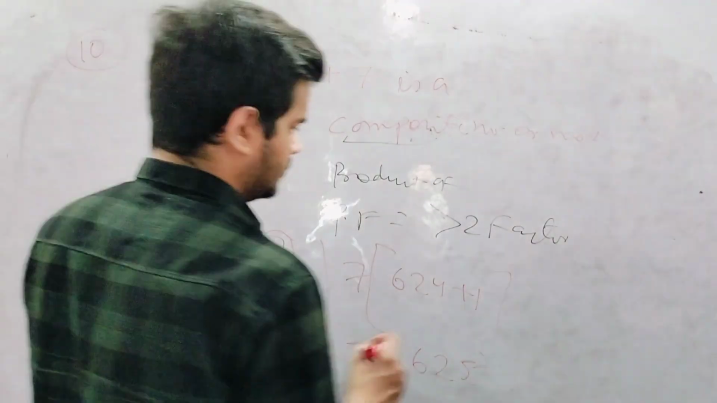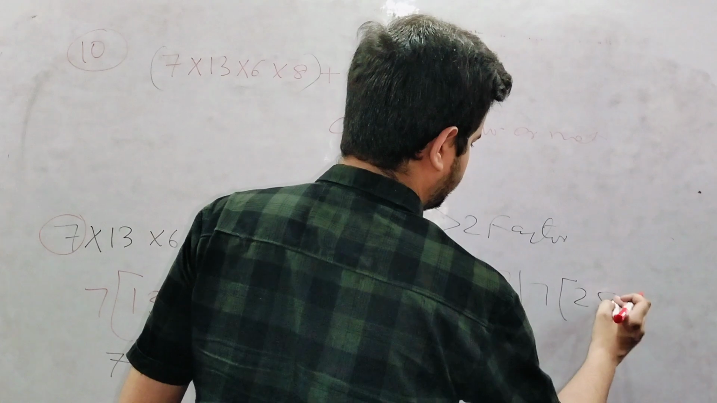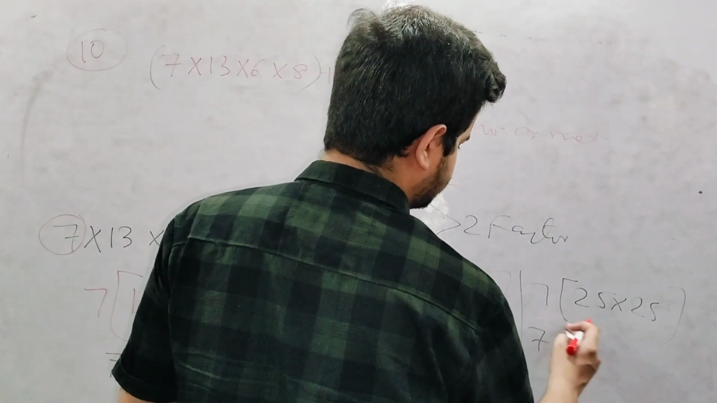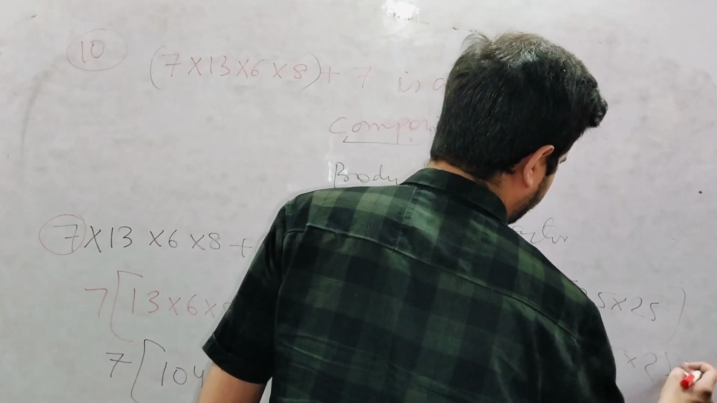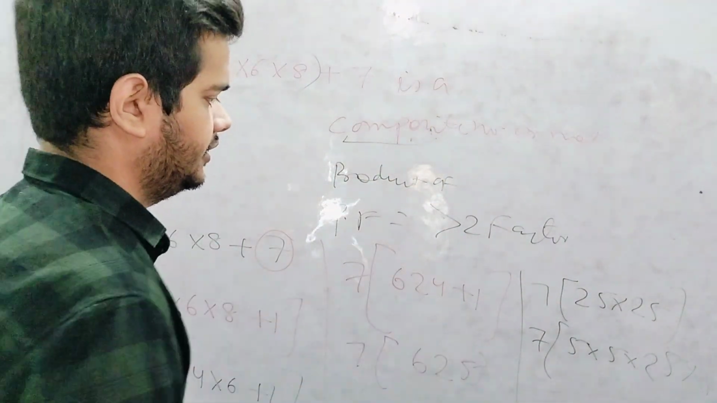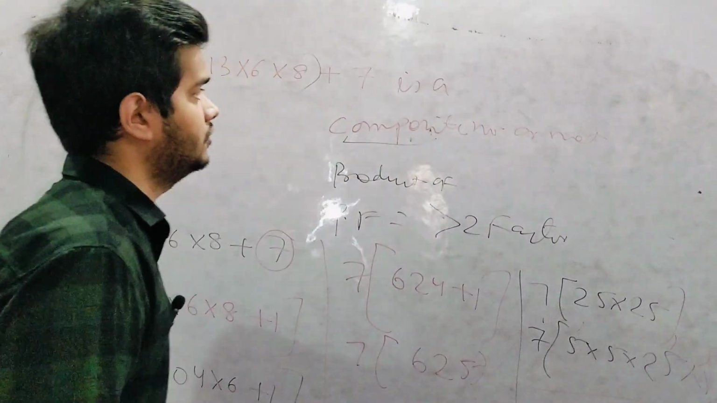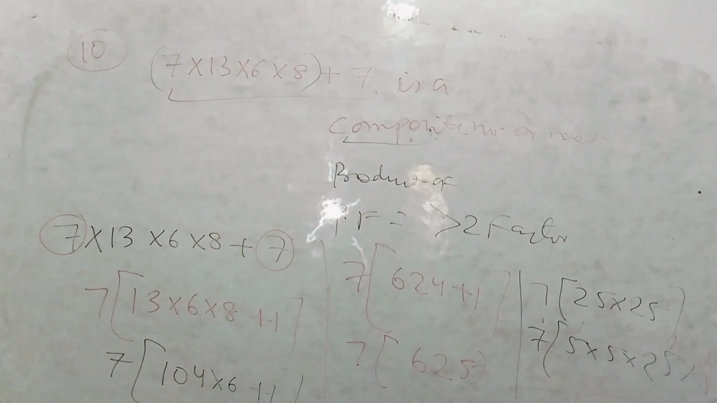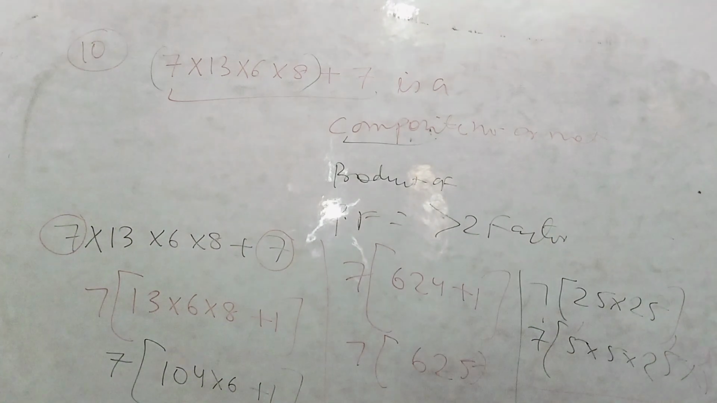Now this 625 is what? This is 25 into 25. So this can be written as 7 into 5 into 5 into 5 into 5. So I can see that it has more than 2 factors. So this expression is a composite number. Okay, so these were our main questions of class 10 real numbers.